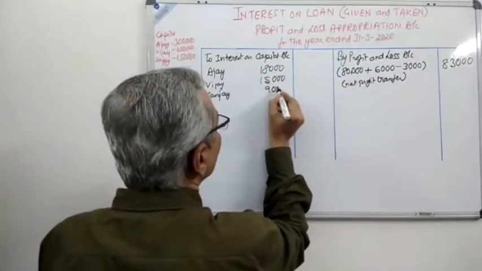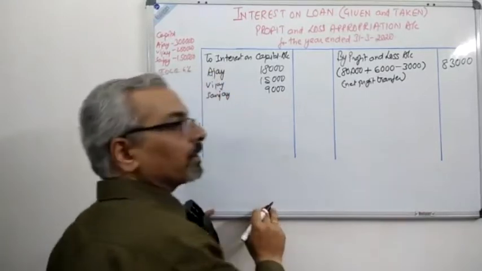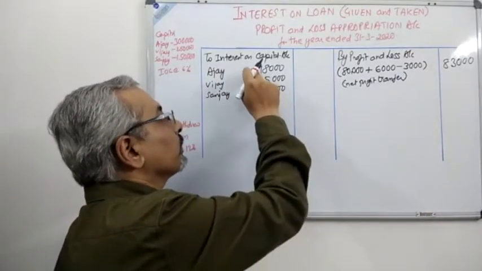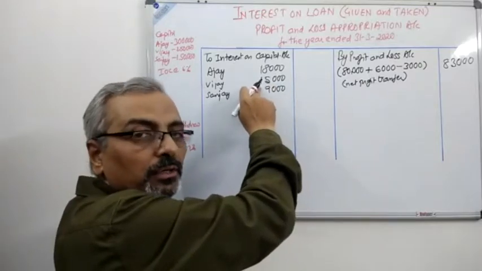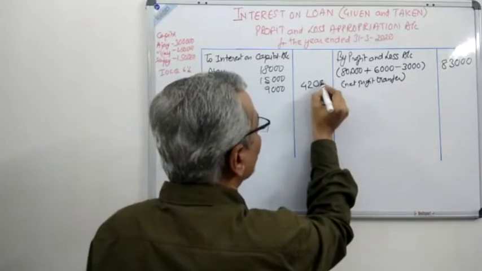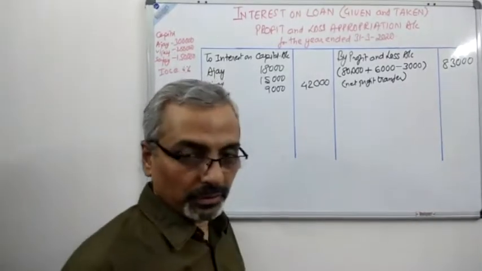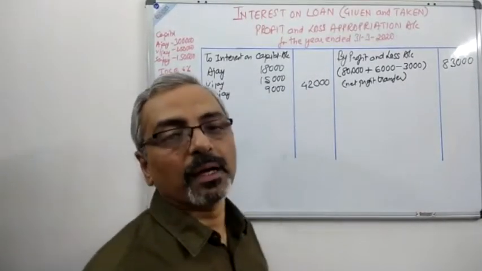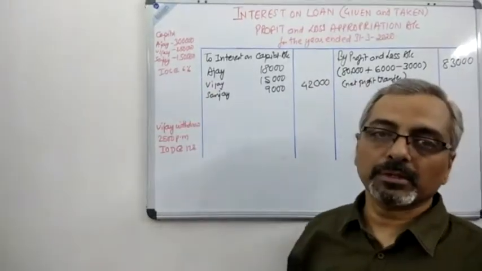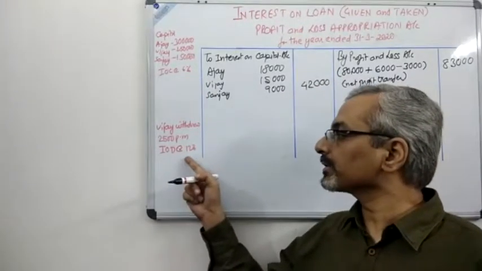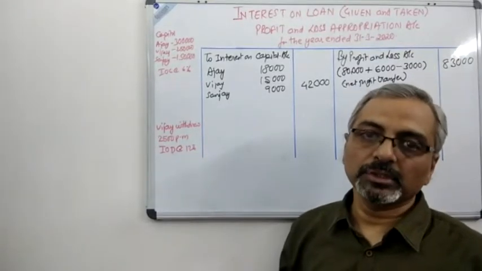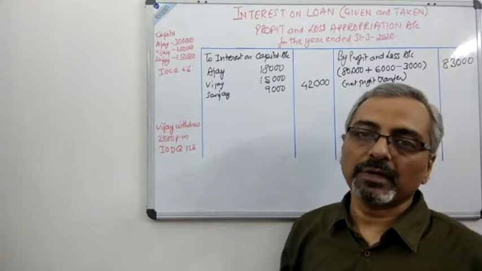9,000. So the total interest on capital will be the sum of 18,000, 15,000 and 9,000. So 18,000 plus 15,000 is 33,000 plus 9,000. The total interest on capital comes to 42,000. This is step number 1, which the partnership deed had provided, interest on capital at 6%. The partnership deed has also provided interest on drawing at the rate of 12%, and Vijay has withdrawn this amount of money, 2,500 per month.